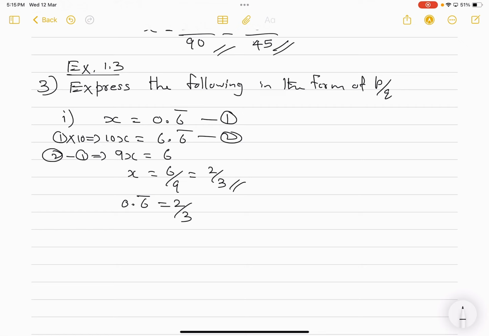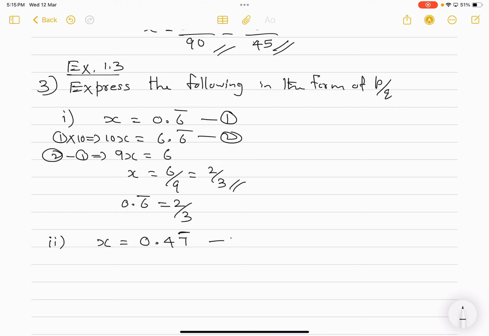Okay? 6 by 10 is 3 by 5. It is 2 by 3. Next one. What is the next question? 0.47, only the 7 bar.